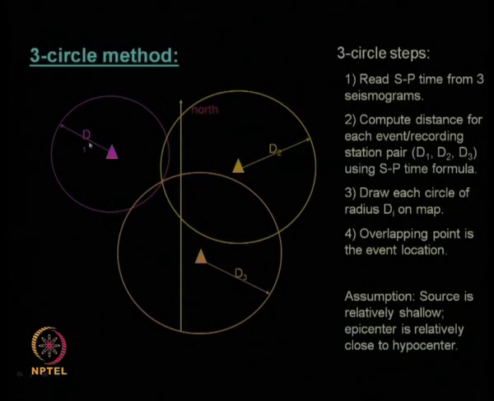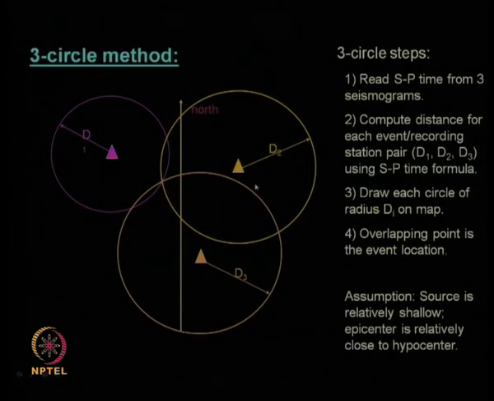Okay? But we know the distance, but in which direction, whether it is in the west, in the east, in the north, in the south, we do not know. So, that is the reason you have to draw a circle at a distance of d1. So, on any point of that circle the earthquake epicenter is possible as far as this distance d1 is concerned.